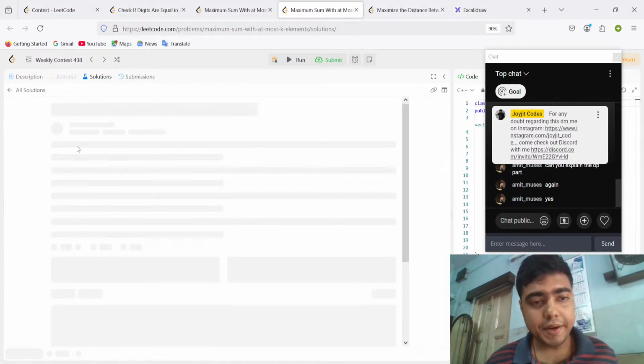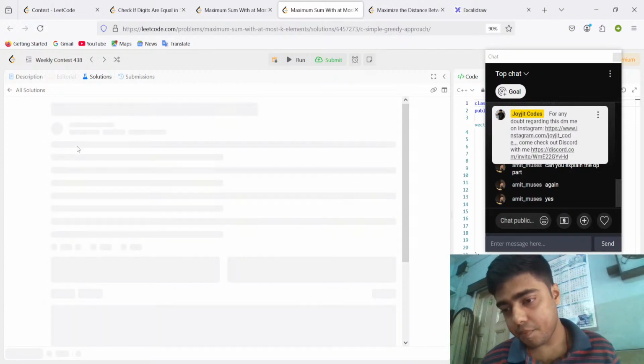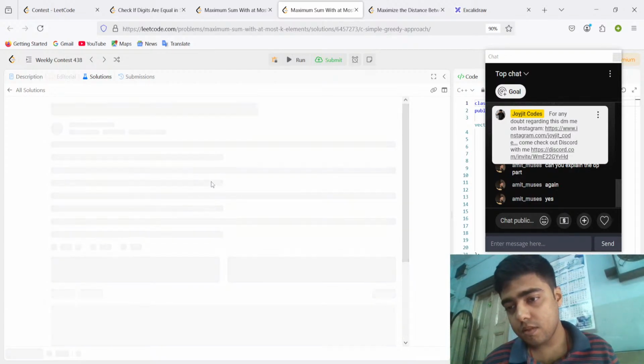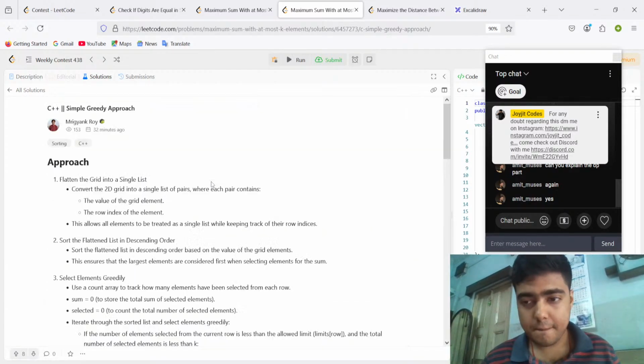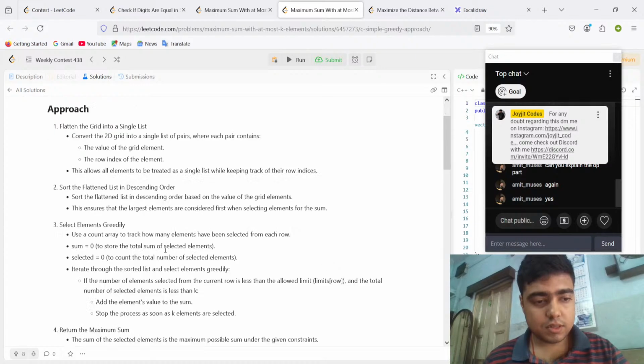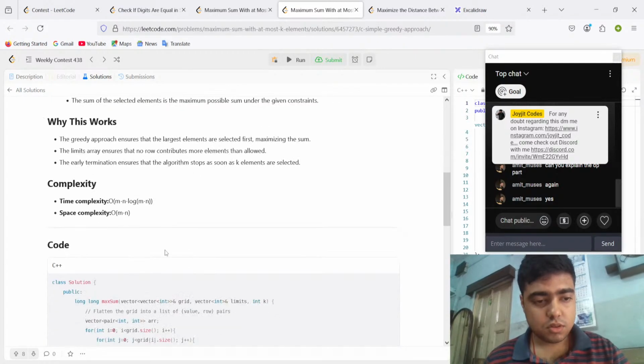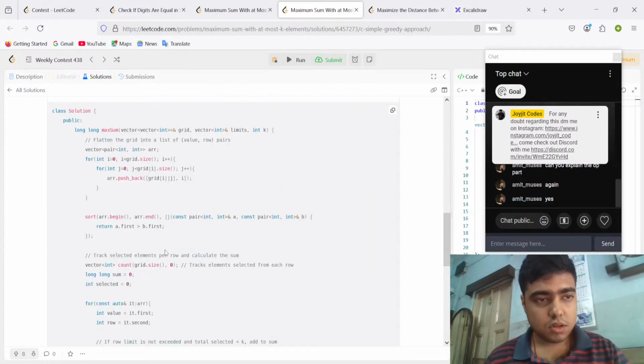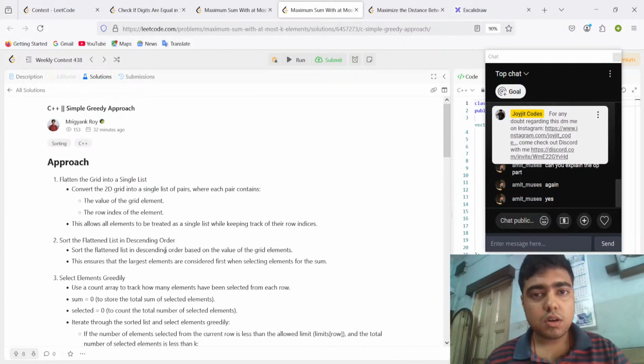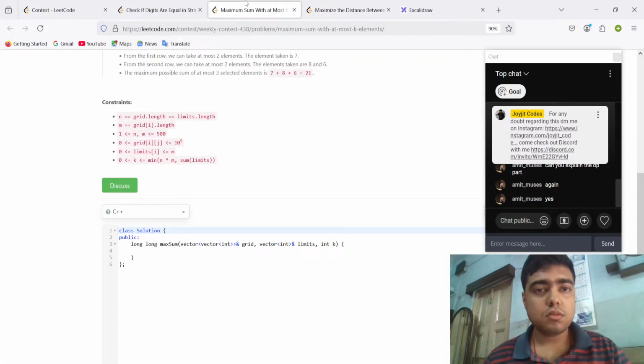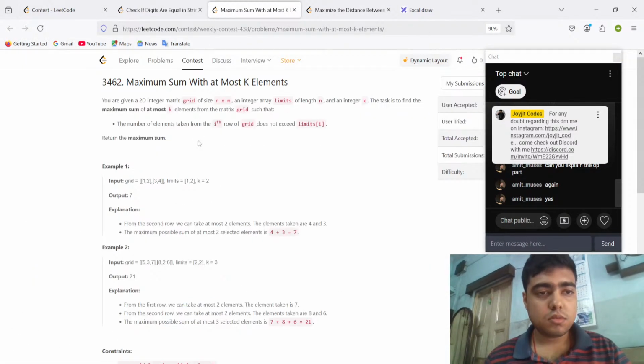Okay, simple greedy approach. Flatten the grid into a single list. Convert the 2D into a list of pairs. Flatten list. Select greedily. Count used. Okay, I think I chose the wrong question. Okay, I chose the wrong question.